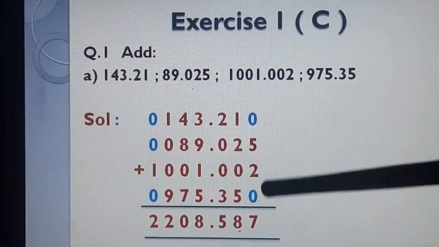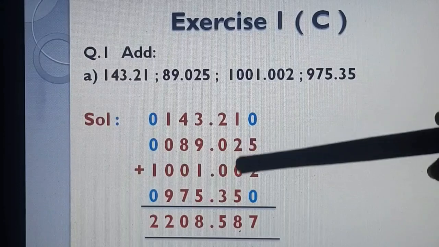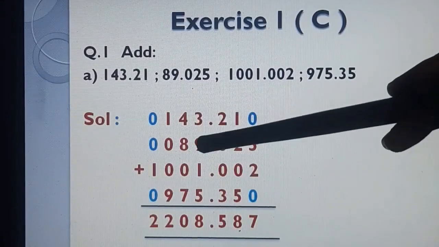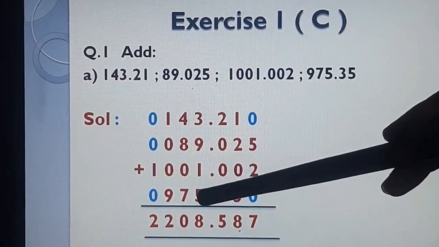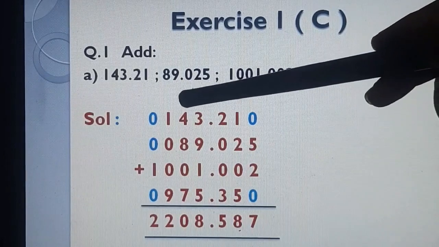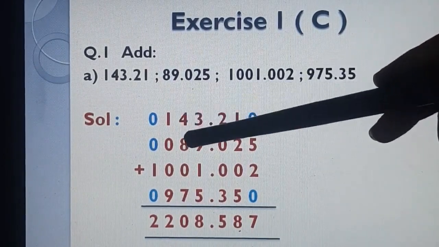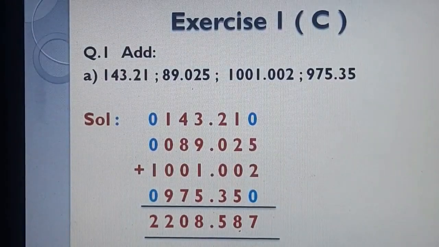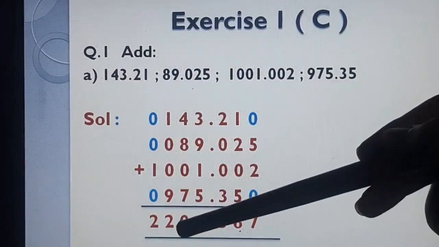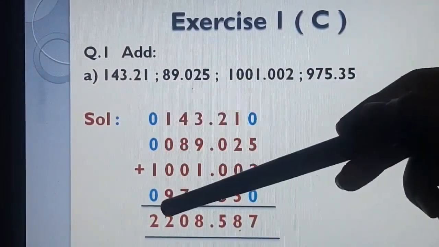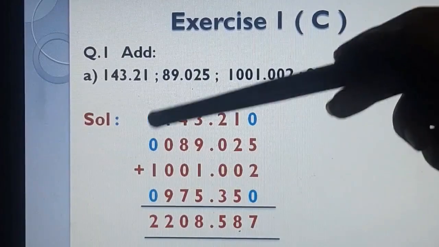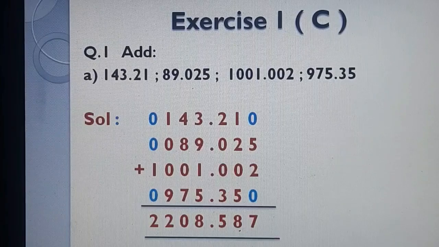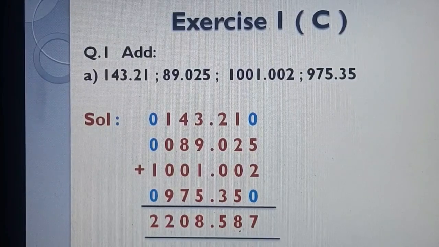Now do addition. 5 plus 2, 7. 1 plus 2, 3. 3 plus 5, 8. 2 plus 3, 5. Then decimal. 3 plus 9, 12. 12 plus 1, 13. 13 plus 5, 18. 8. 1 will be here, carry. 4 plus 8, 12. 12 plus 7, 19. 19 plus 1, 20. 0. 2 carry. 1 plus 9, 10. 10 plus 2, 12. 2. 1 carry. 1 plus 1, 2. So your answer is 2208.587.